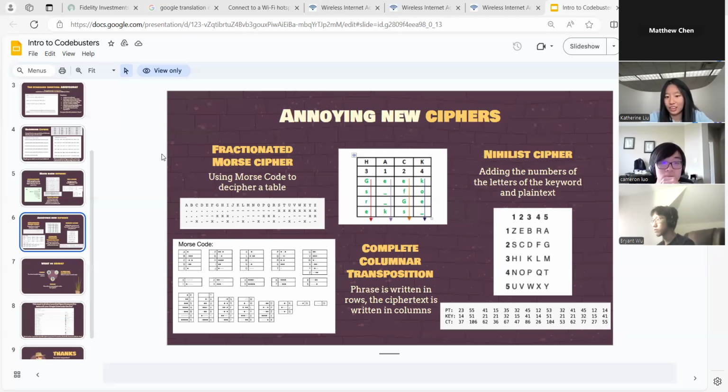Okay. Complete columnar. It looks complicated, but it'll just have a lot of letters, and then you have to figure out what order they're in. Yeah. Okay. And then nihilist.